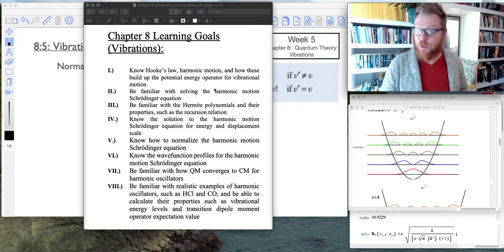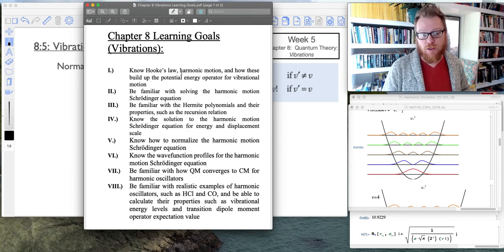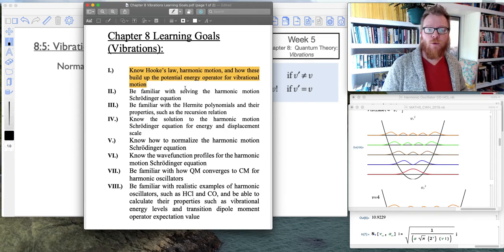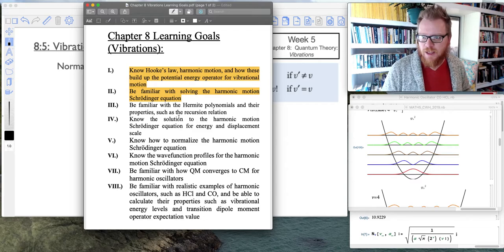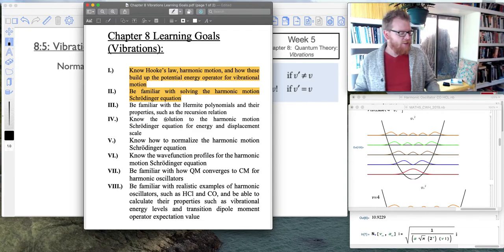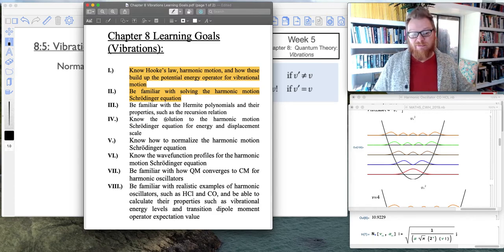So let's review some of these learning goals that I just went through in that previous video. Know Hooke's law, harmonic motion, and how these build up the potential energy operator for vibrational motion, 1/2 kF x squared. So be familiar with solving the harmonic motion, or sometimes harmonic oscillator. Sometimes it's even called the simple harmonic oscillator model. Okay, so just be familiar because I kind of showed you how we can't quite even solve it really.